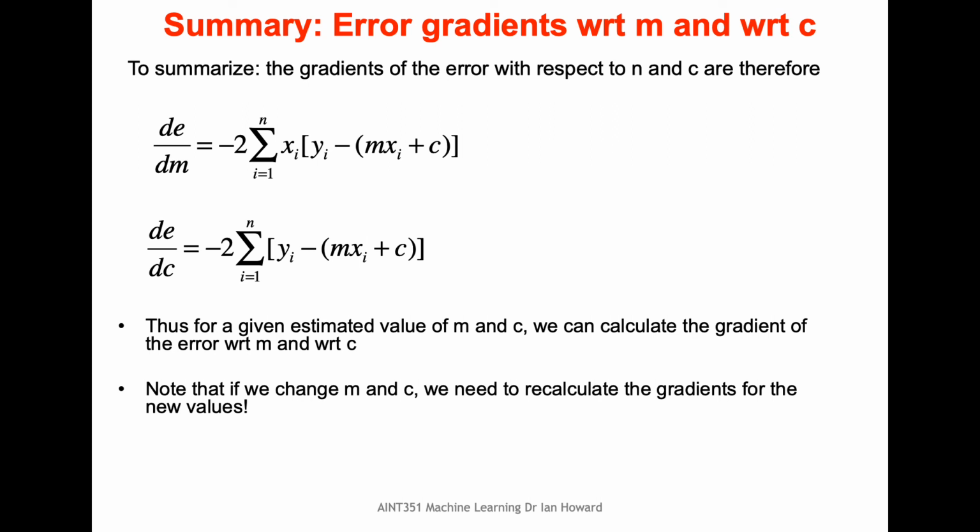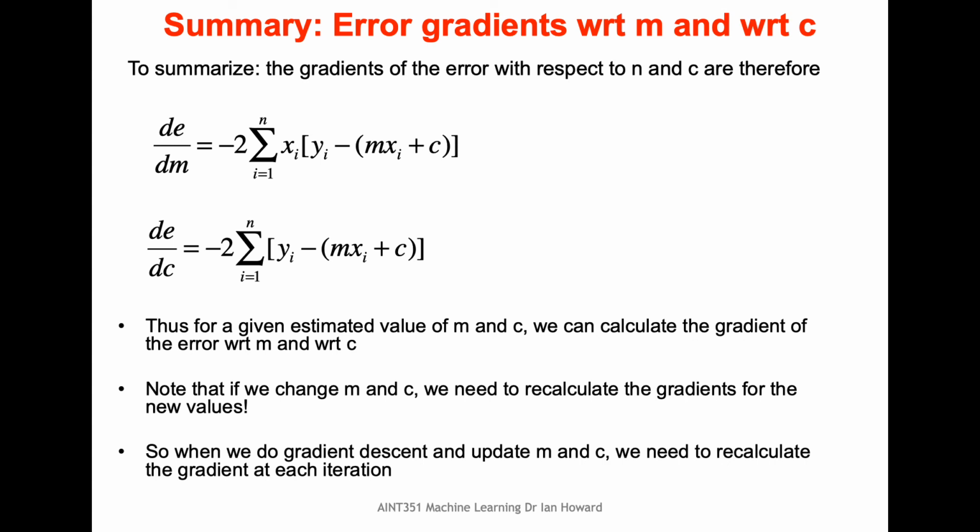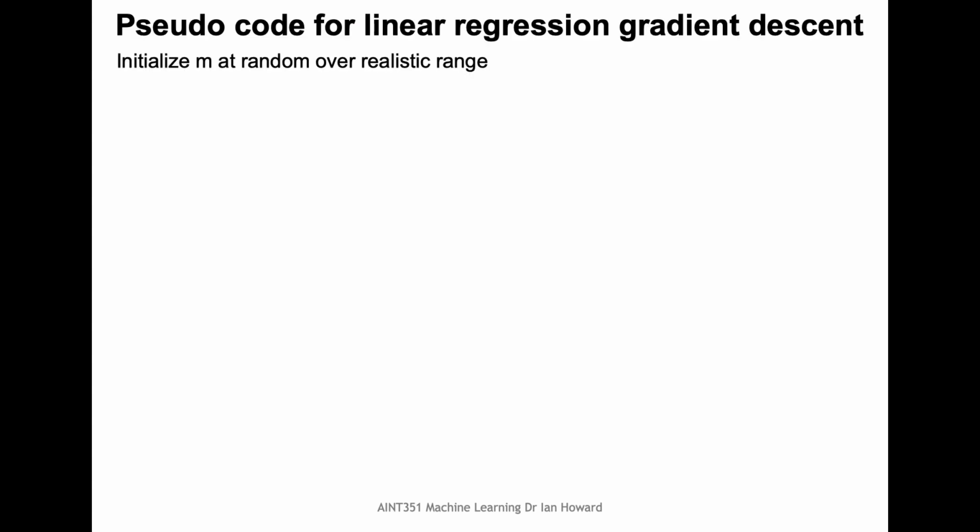Now basically, in order to calculate the gradients, we need the current estimates that we've got. We need to know the current values of m and the current values of c. So when we're doing an update, at every step we need to recalculate the gradients for the next iteration, right? So here's some pseudocode that will actually do gradient descent.